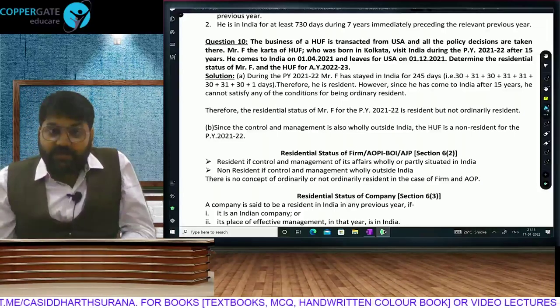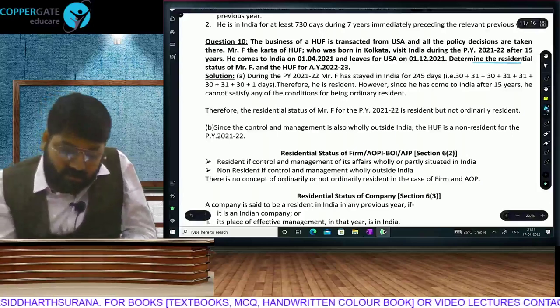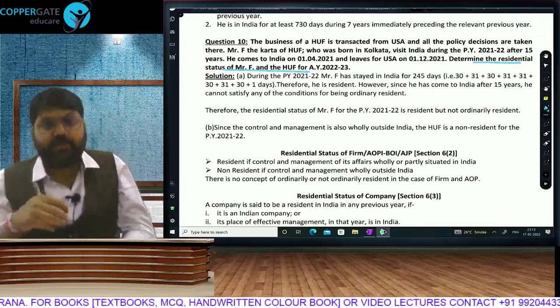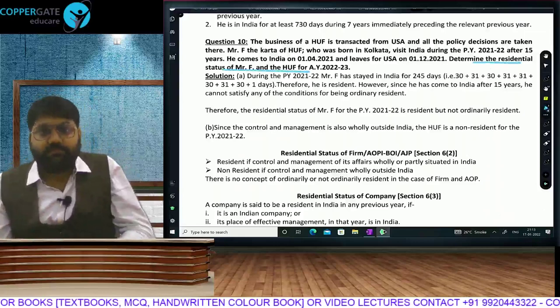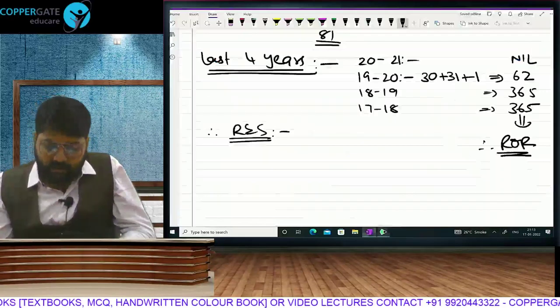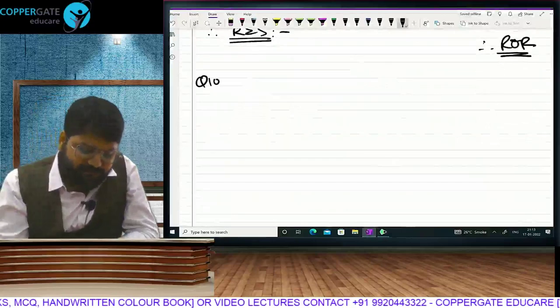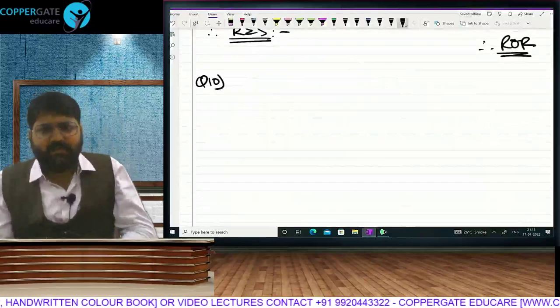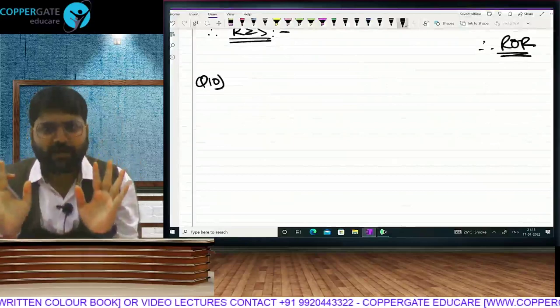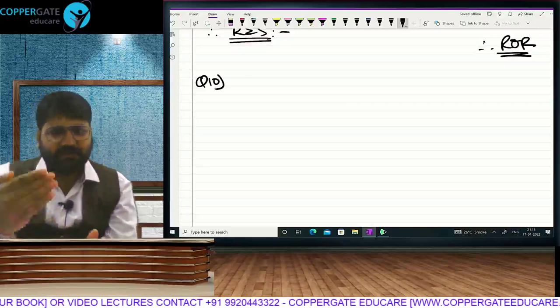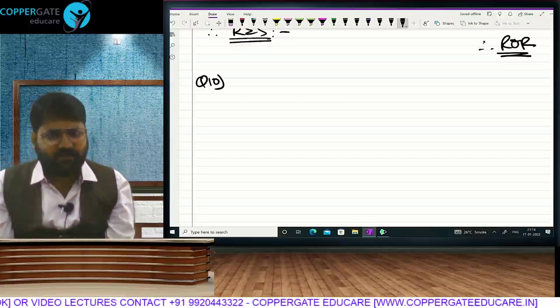If you focus carefully, the question is asking you to determine the residential status of which: the Karta, Mr. F, or the HUF? Both. See, if you want to make life simple, life should be kept simple. You are supposed to do it for two, that you understood, but can we do one at a time? Because if you do it one at a time, things will be a little more comfortable for you.